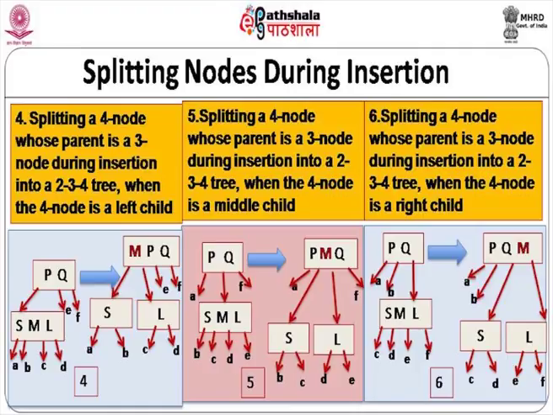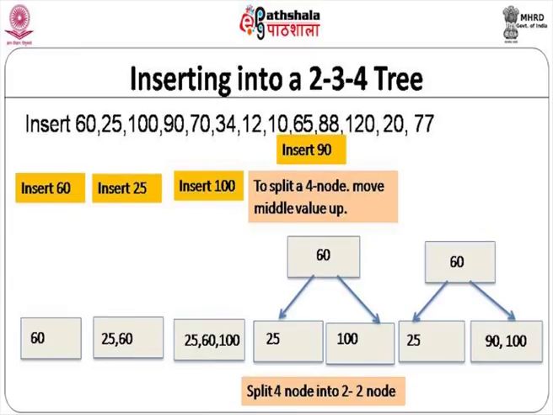We had 6 cases: 1 when it was the root, then 2 cases of when the parent was a 2 node, and 3 cases of when the parent is a 3 node. If it is a 4 node, you have to do continuous split. Now, let us look at insertion. Insertion into a 2 3 node, we are going to look at one case.